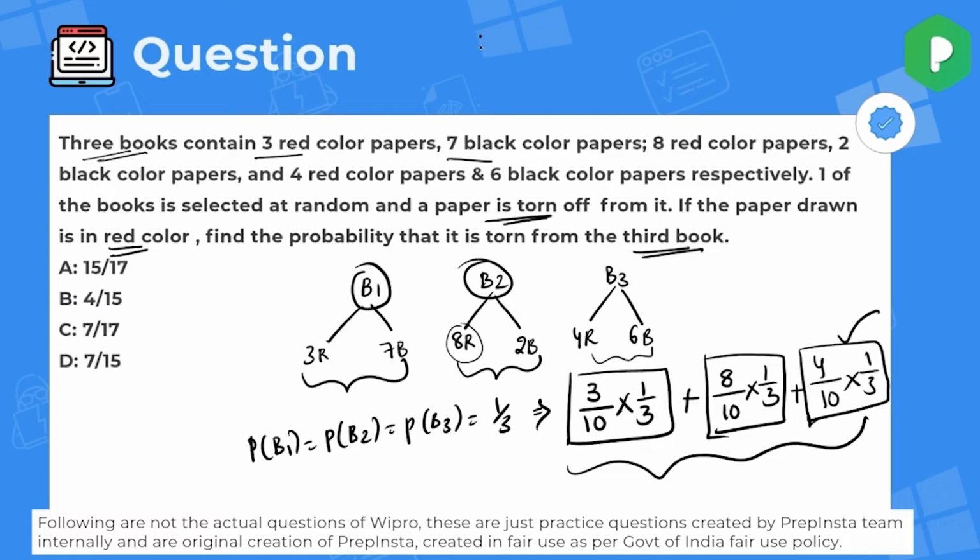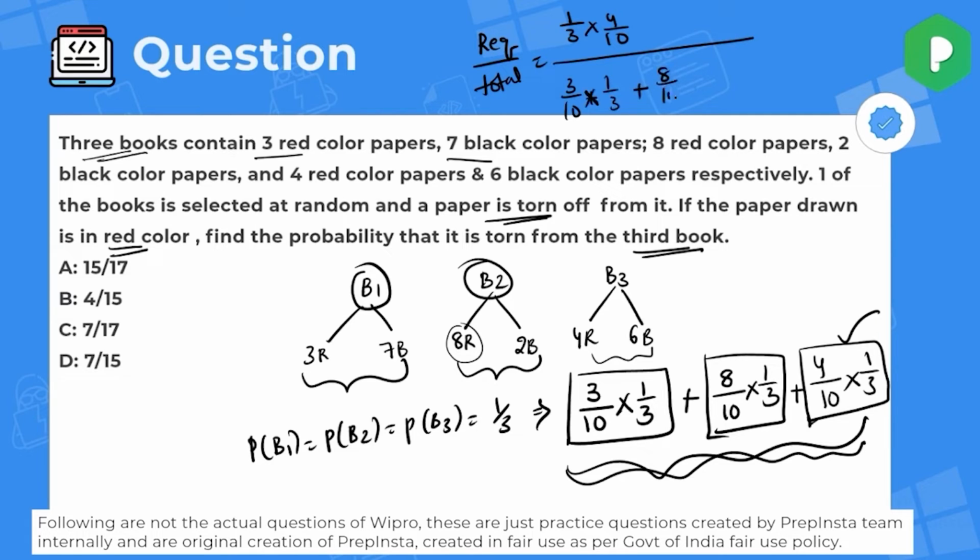Then what is the probability formula? It is nothing but required by total. This is the total number of possibilities and we have to get this probability. So required is 1 by 3 into 4 by 10, and the total is 3 by 10 into 1 by 3, plus 8 by 10 into 1 by 3, plus 4 by 10 into 1 by 3. So all the denominators are equal, right? Why? Because it's 3 into 10, 30. I am writing here. Just look here.